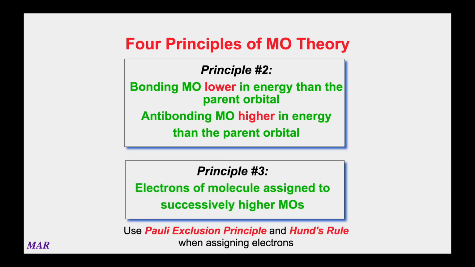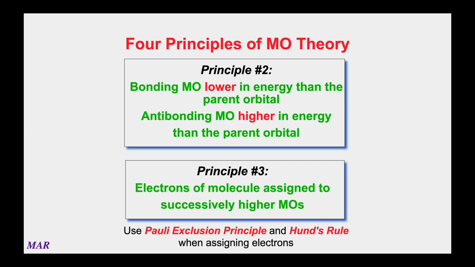Once you know what the bonding and anti-bonding orbitals are, you'll start putting electrons in to see what's happening. And you always put electrons into molecular orbitals in successively higher molecular orbitals. This is just like we did in atomic orbitals. We always filled in 1s first, and then 2s, and then 2p. Well, in molecular orbitals, we're going to do the lowest molecular orbitals first, followed by the next highest ones, and so on.